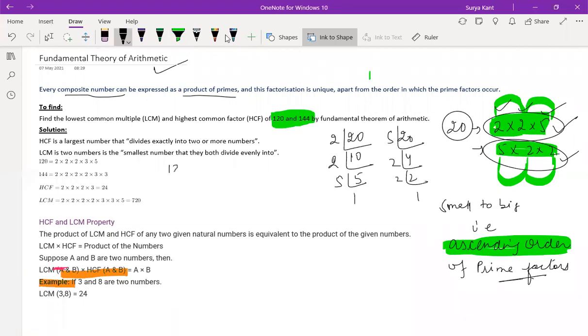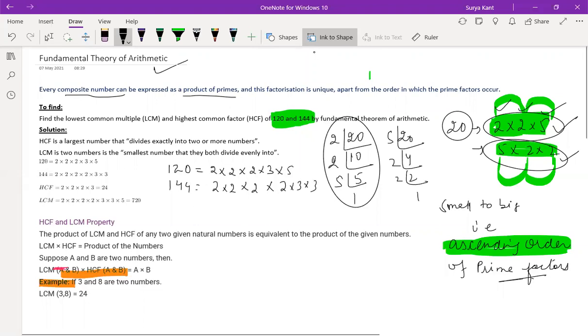First, you see. So 120 can be written as 2 into 2 into 2 into 3 into 5. You can do the same factorization like this only for 120. For 144, what are you getting? 2 into 2 into 2 into 3 into 2 into 2 into 2, that is, four times 2 here: 2 into 2 into 2 into 2 into 3 into 3.